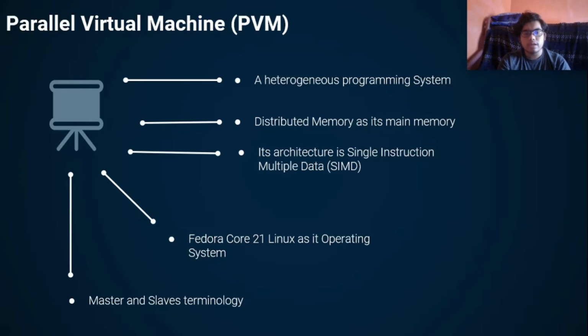The PVM architecture is single instruction multiple data (SIMD). It is proved by a single router connected to many clusters or devices. For the terminology, it implements master and slave, in which the router as a master controls more devices as slaves and serves as their communication hub.